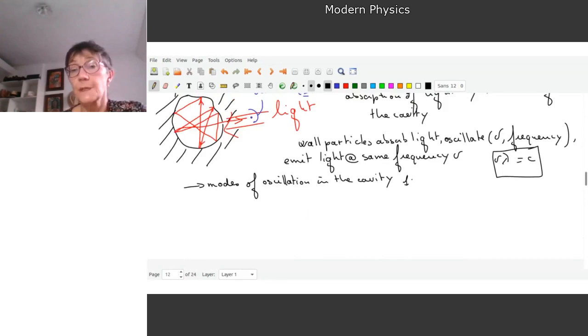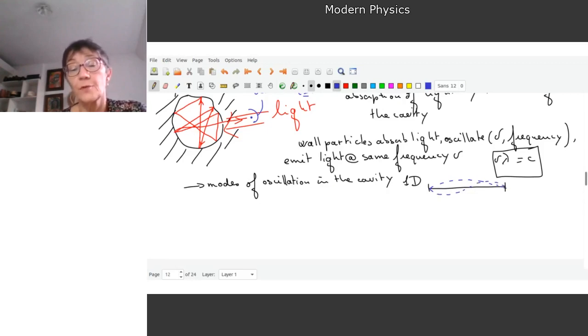For example, in 1D, one dimension, you can show, let's say you have a wave, a rope, for example, an elastic rope. So you know you have modes of oscillation, yes? You have the fundamental mode. You have the first harmonic, you have the second harmonic, you have the third, etc. So you have a number of modes that can oscillate in the cavity.